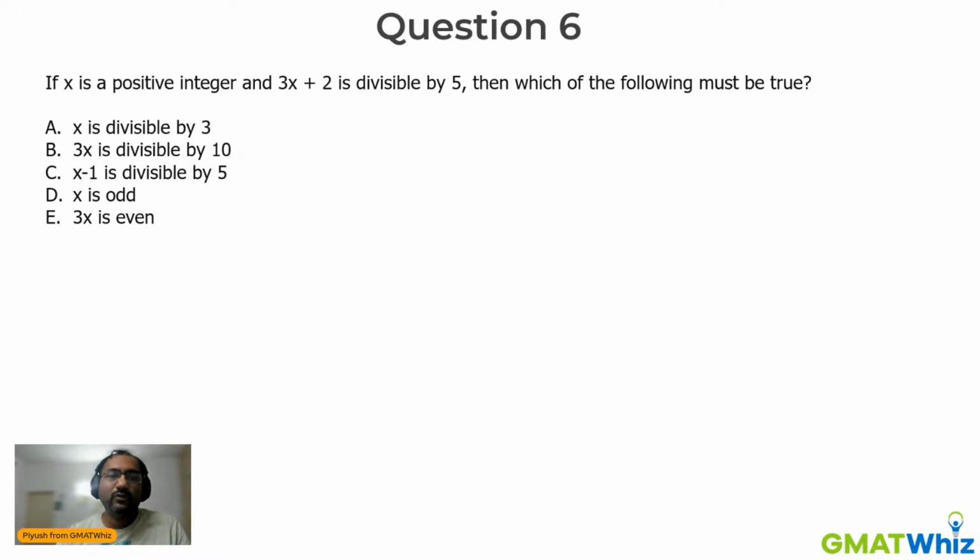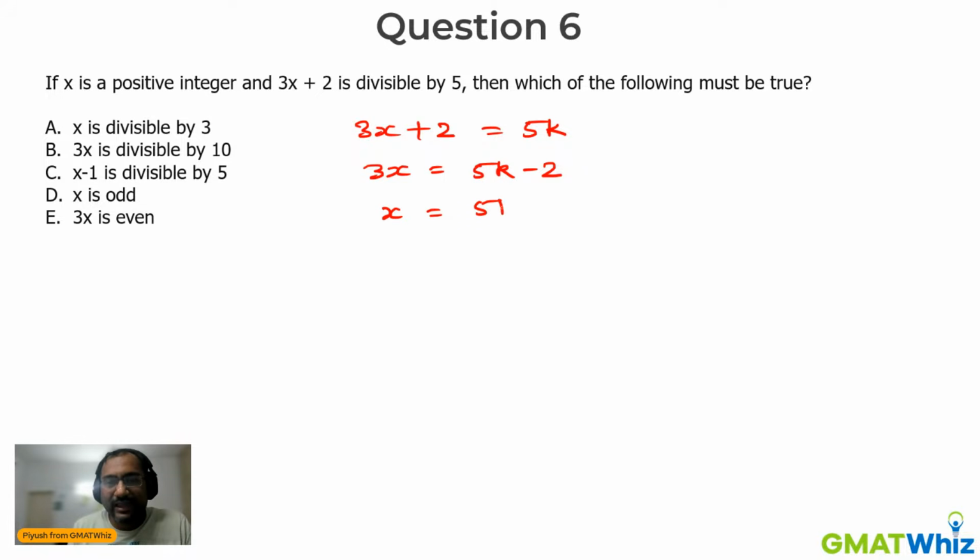Okay, now let's move to question number 6. This is where we get into the medium hard zone. There are multiple ways of solving this question. One of them is a traditional method, which says you use that 3x plus 2 is divisible by 5. So I write this is equal to 5k, and then I get 3x is equal to 5k minus 2.